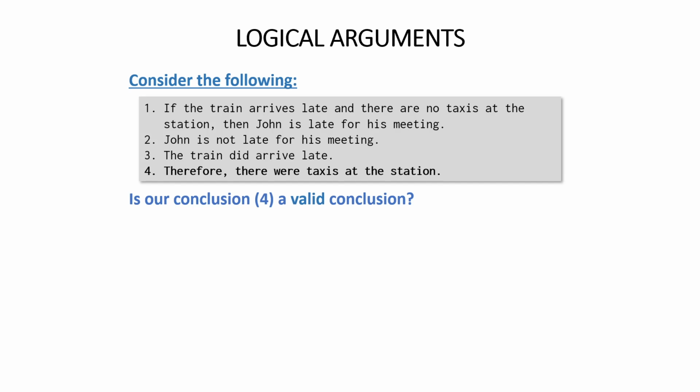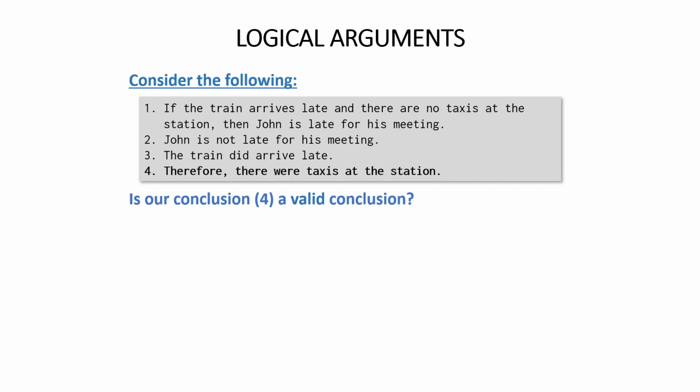Okay, so now if we have logic, what are we going to do with this logic? How are we going to use it for maybe learning something about our system? Here we have a very, very simple example, just an argument. If the train arrives late and there are no taxis at the station, then John is late for his meeting. John is not late for his meeting. The train did arrive late. Therefore, there were taxis at the station. Is that correct?